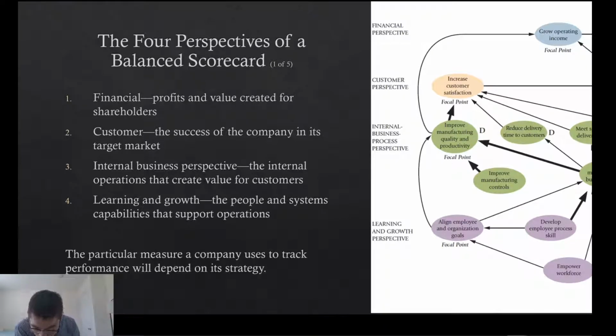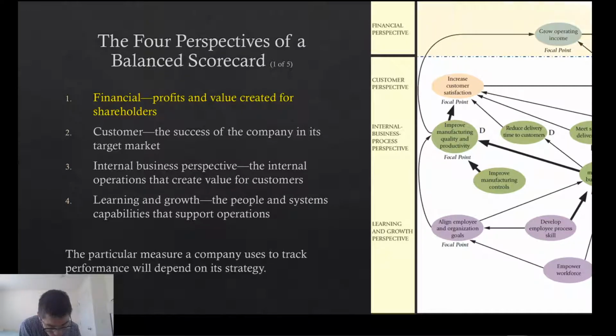Financial, very intuitive, right? The financial profitability or profit goals, profits and value created for shareholders, the owners of the business. In terms of the strategy map, we have these 4 elements of the balanced scorecard. The first one is the financial perspective, and that is right here at the top: operating income. Basically, it's the financial goals.